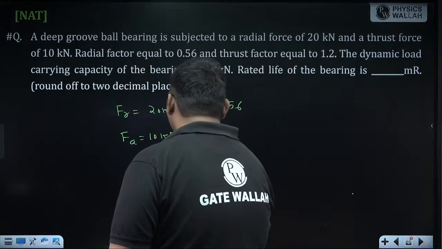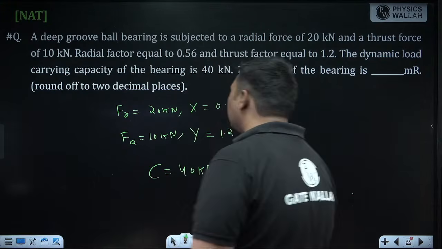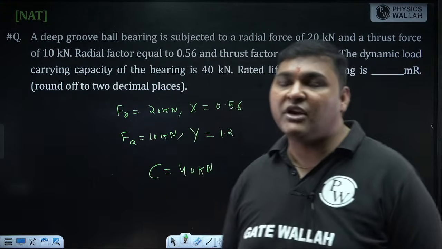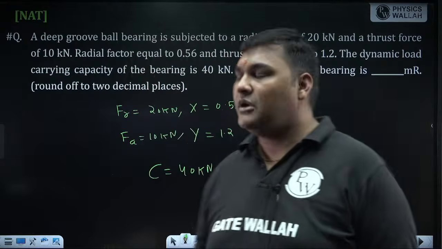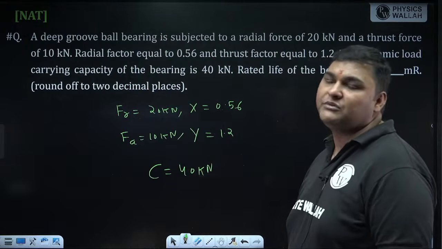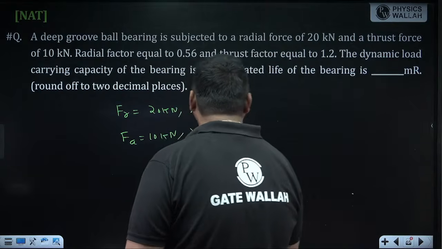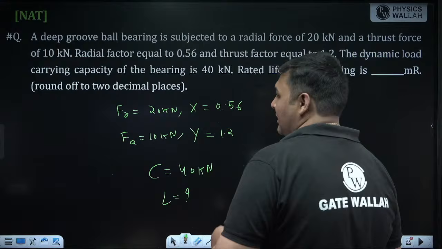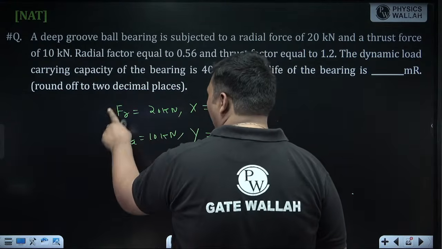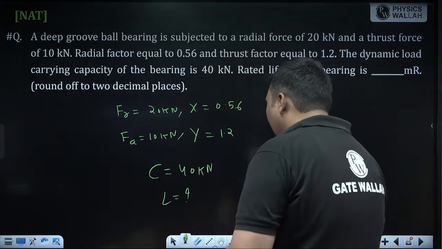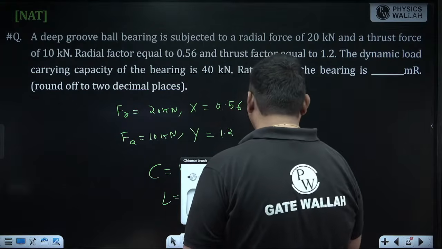Dynamic load carrying capacity of the bearing is 40 kilonewton. Dynamic load carrying capacity is nothing but the load carrying capacity for 1 MR rated life. This rated life is always 1 MR. But then what is the actual rated life of the bearing? That the exam is also asking in MR, meaning life corresponding to the actual load. But we will convert this actual load into a single equivalent load, which we denote as P.